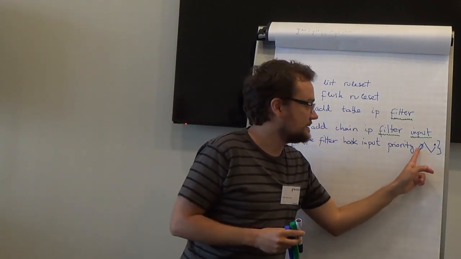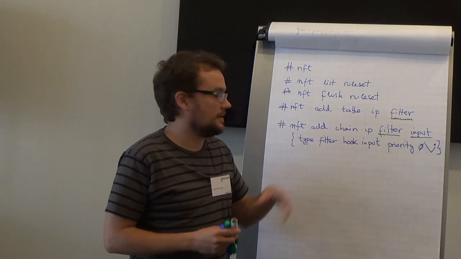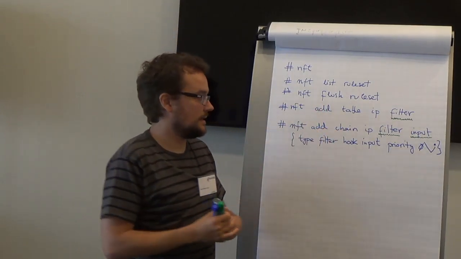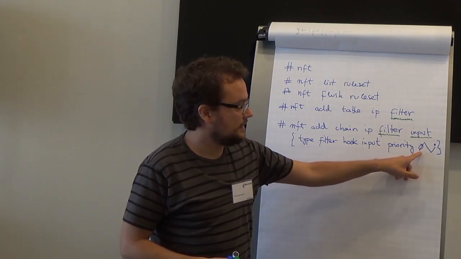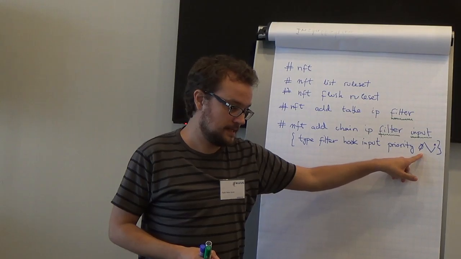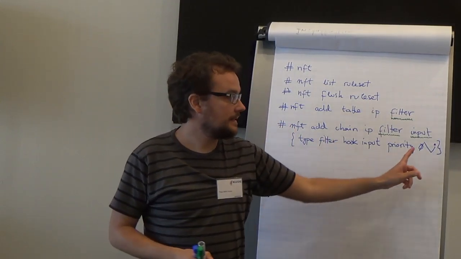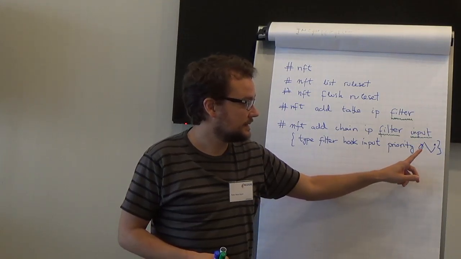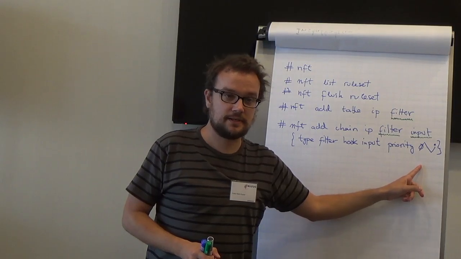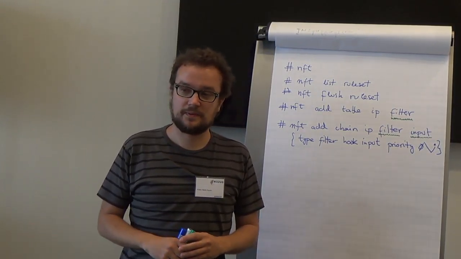The priority indicates the order in which the chains get evaluated. So we have a list of chains and the smaller number gets evaluated first. It's a signed 32-bit integer, so the smallest gets more priority. The largest number gets the lowest priority. Okay.